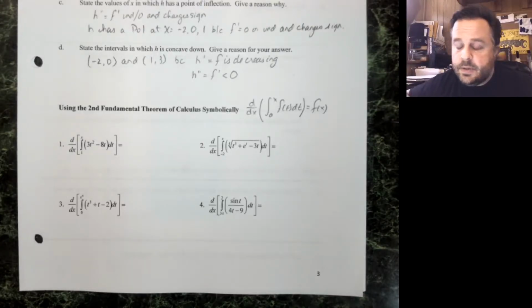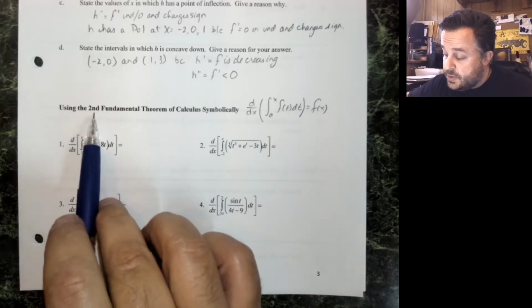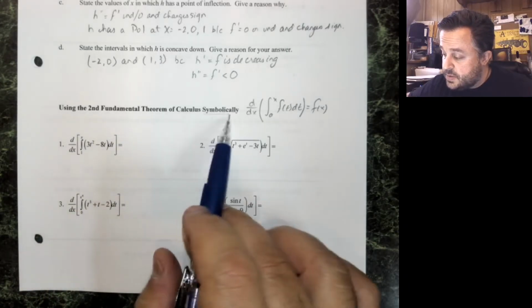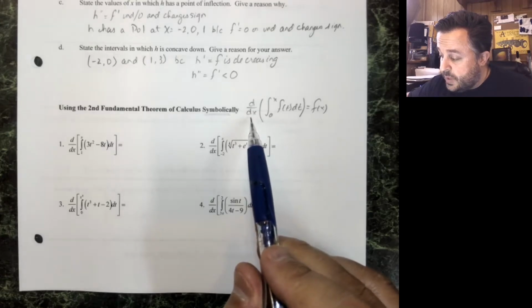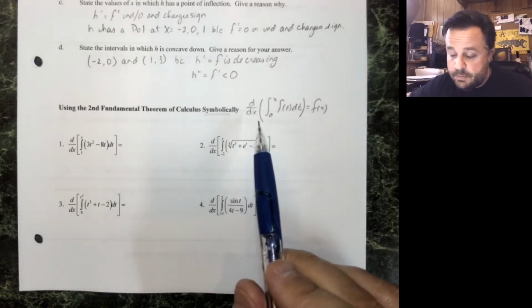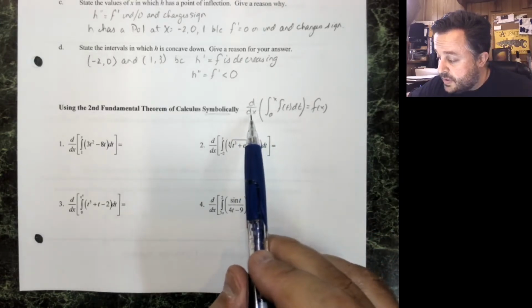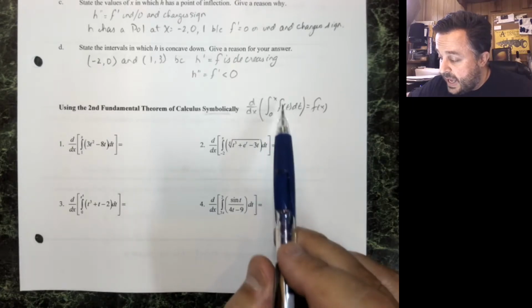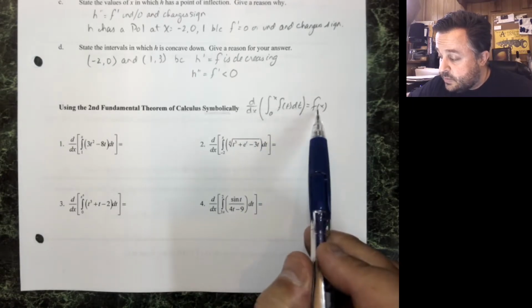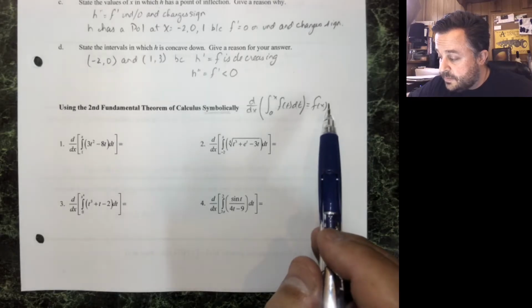Here we are in part 6 of the accumulating functions and fundamental theorem of calculus. We're taking a look at using the second fundamental theorem of calculus symbolically. And so we have this result from the second page of this packet, that the derivative of the integral from a to x of f of t dt is equal to f of x.